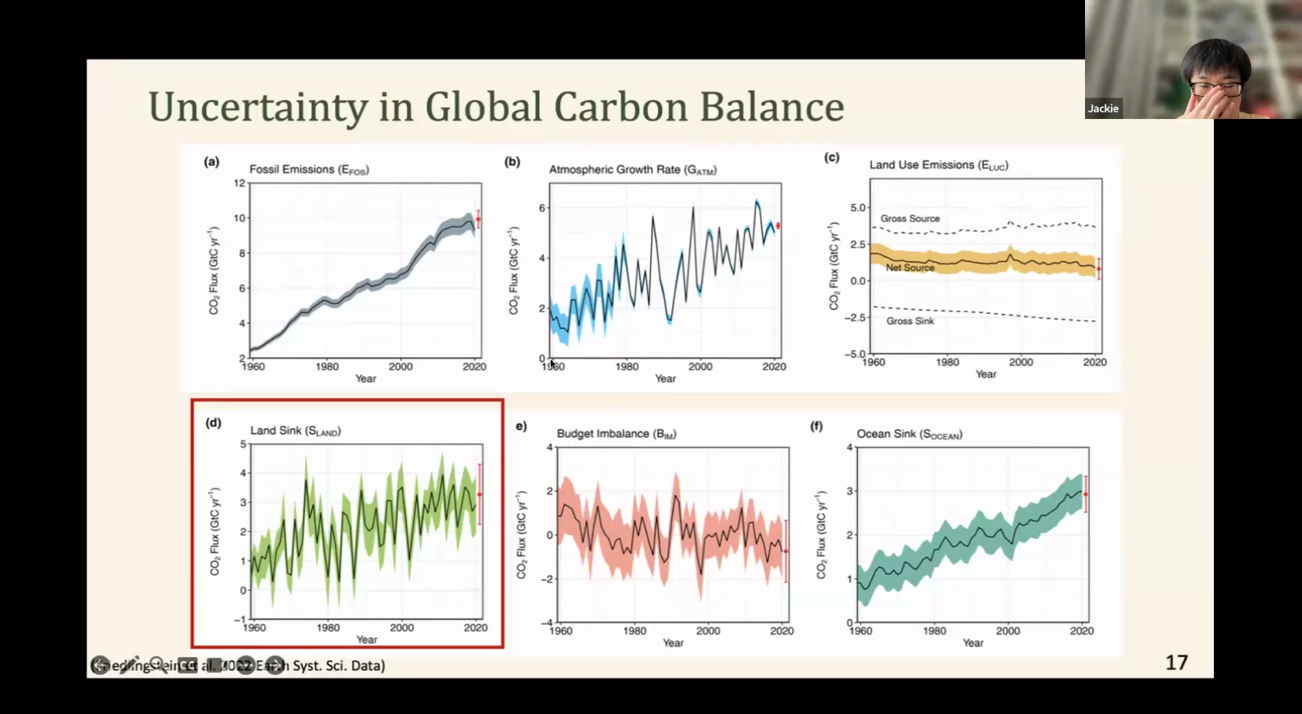That means we still have an incomplete understanding of these land carbon cycling processes. We don't have a very clear or complete understanding of the science related to carbon cycling, especially for the terrestrial ecosystems. Okay, so that is one reason causing this carbon imbalance.